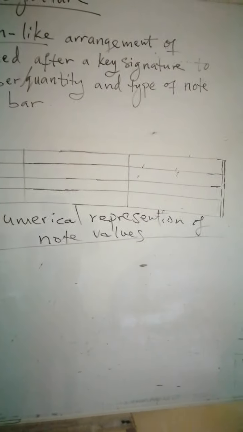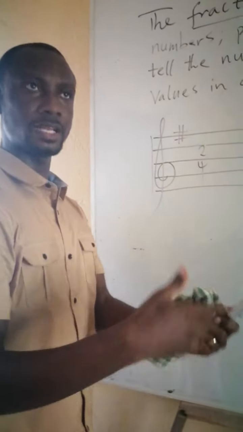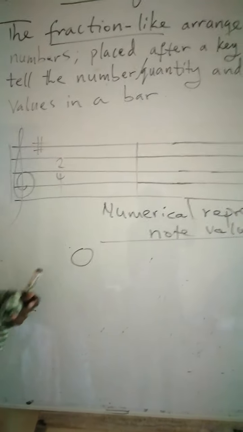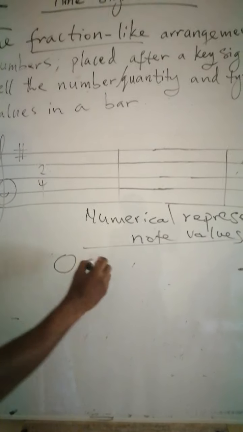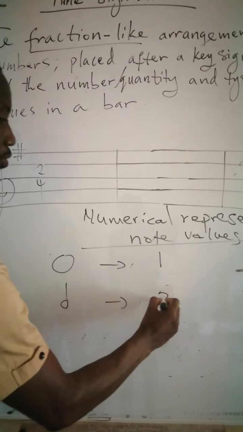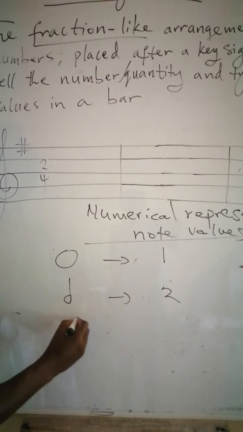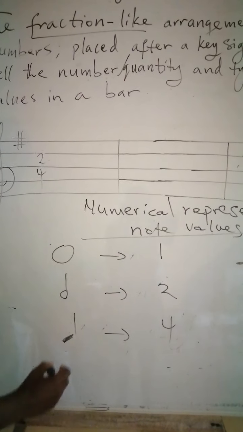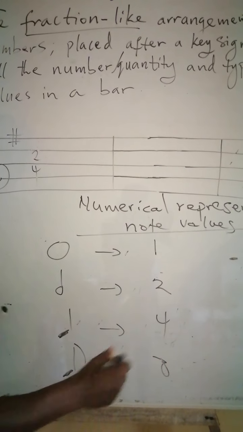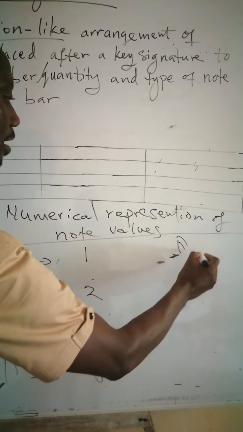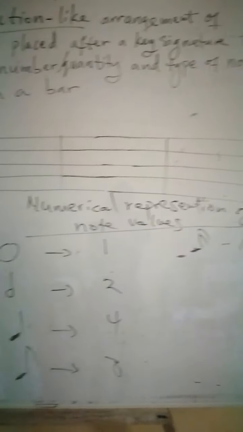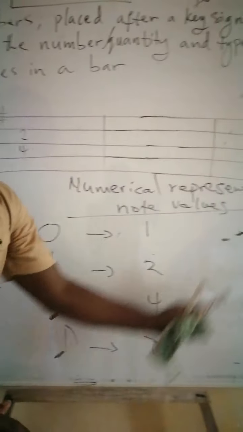It means that our notes that we know, the semibreve, the minim, the crotchet, they all have their numerical names. I'll start with the semibreve. Semibreve is given as 1. Minim is given as 2. Crotchet is given as 4. A quaver is given as 8. Then a semiquaver is given as 16. There are reasons why we got this 1, 2, 4, 8, 16 for these notes.